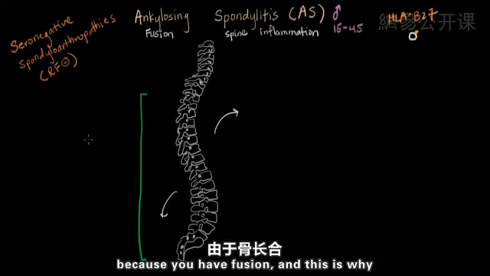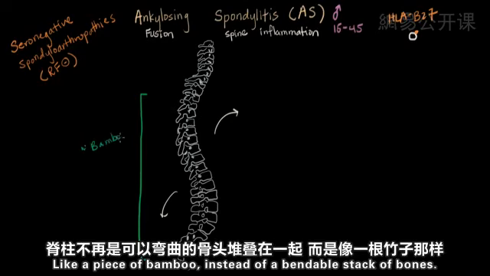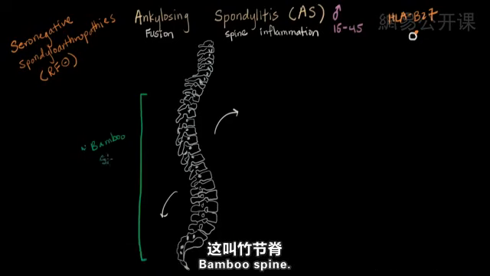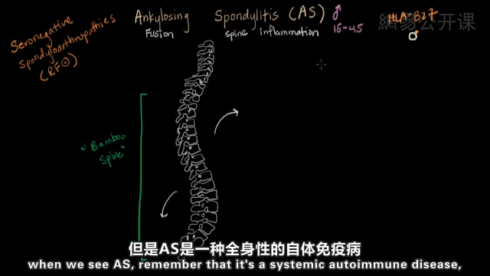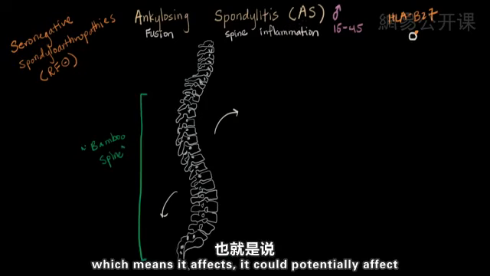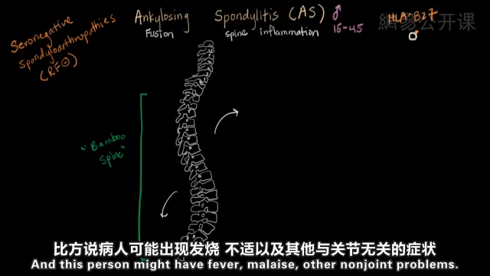have fusion. And this is why one of the nicknames for the symptom is a bamboo spine, like a piece of bamboo instead of a bendable stack of bones. Bamboo spine. So while bamboo spine is what we think of immediately when we see AS, remember that it's a systemic autoimmune disease, which means it could potentially affect everywhere in the body. And this person might have fever, malaise, or other non-joint problems.